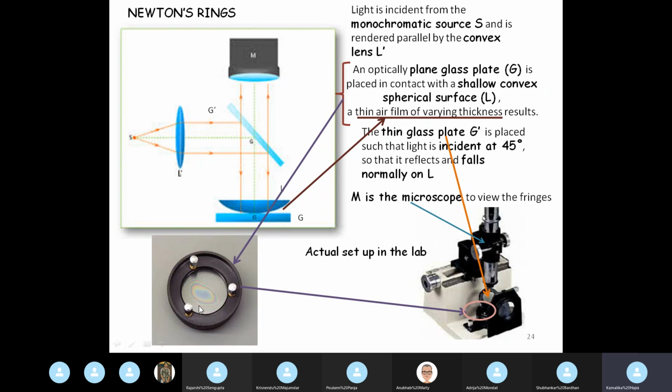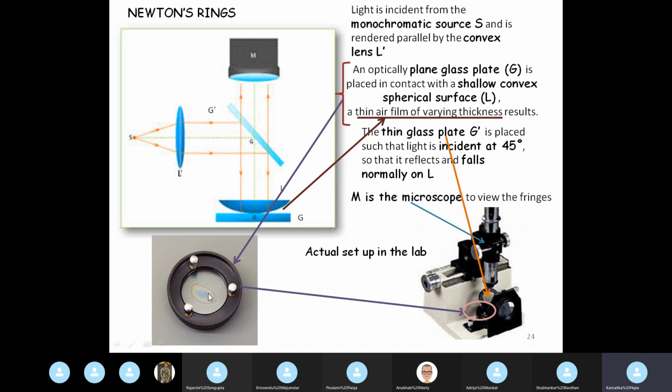Okay, and I hope you all can see that just by keeping the plano-convex lens on the plane glass plate, can you see the non-uniform, oval shaped fringes? Can you see the fringes, colored fringes? Yes, ma'am. Yes, so these are fringes. These are basically Newton's rings also, but since this is just kept separately, not inside the apparatus, this is just for you to see.